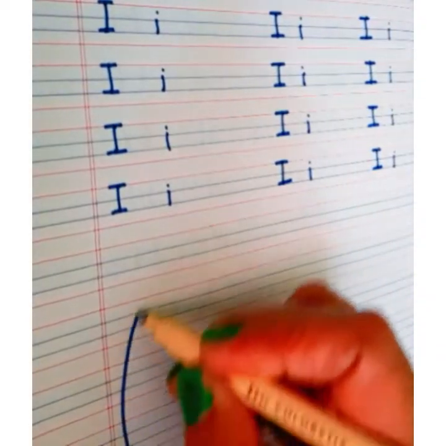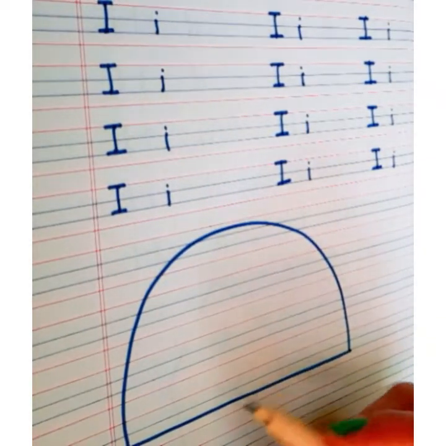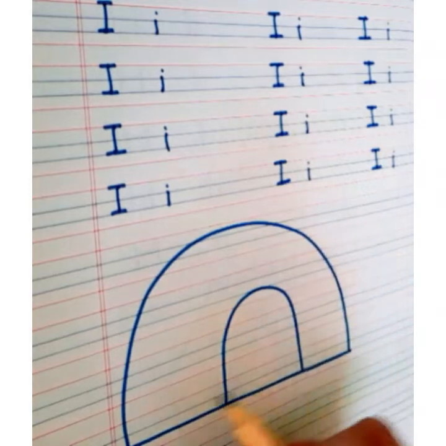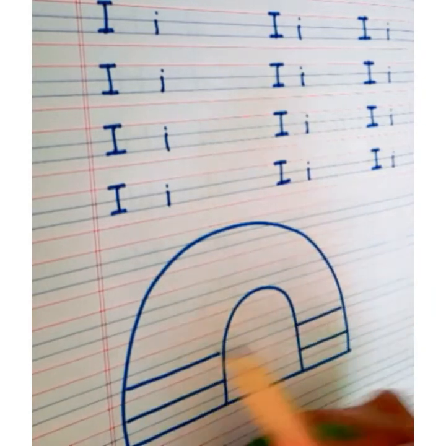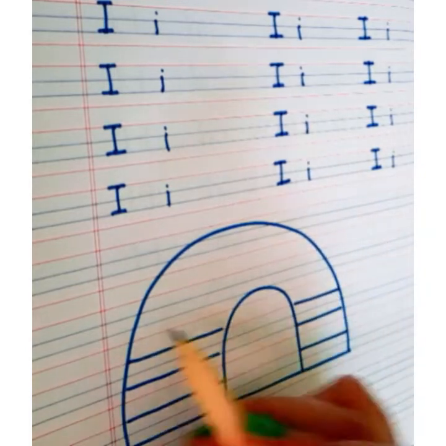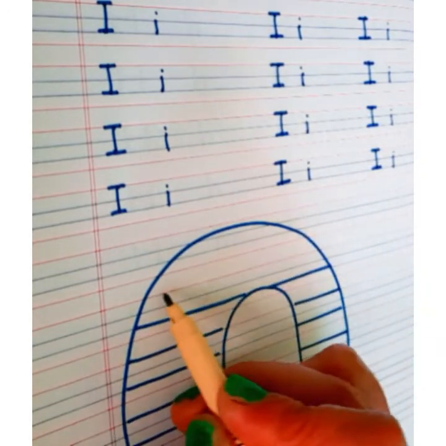Now let's draw something related to letter I. This is a semicircle, a sleeping line and again a semicircle. See, what is it? Guess, guess, guess. Yeah, it's an igloo.